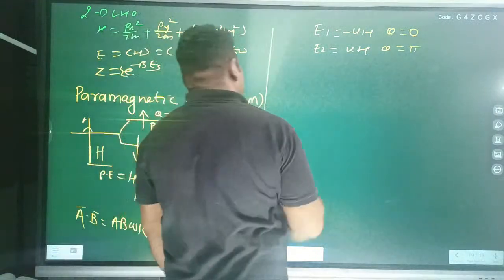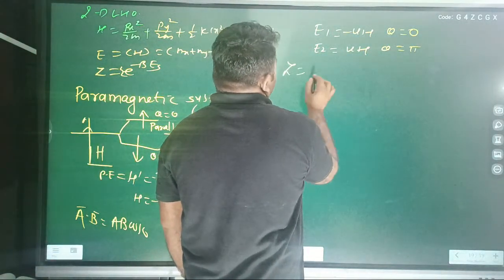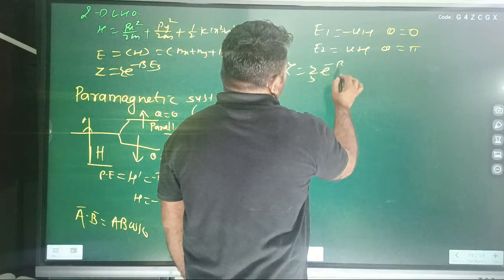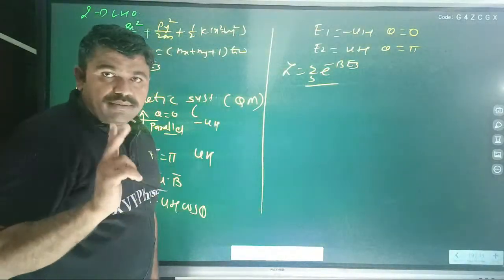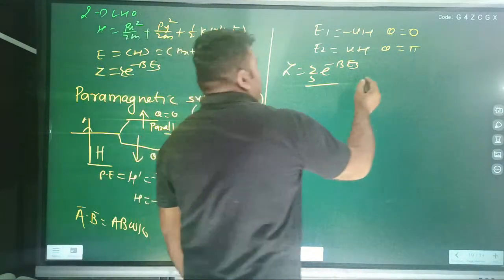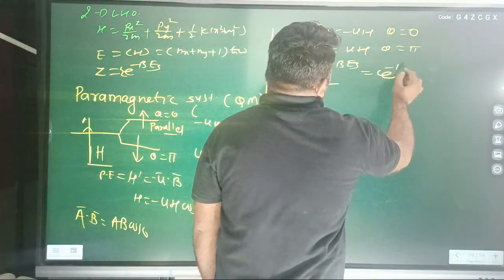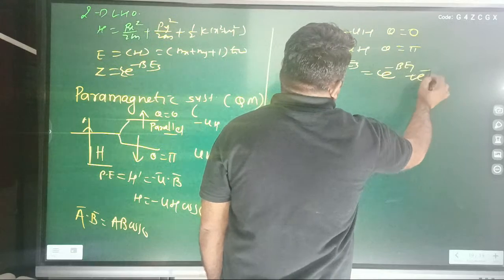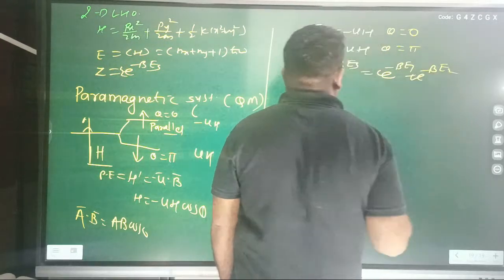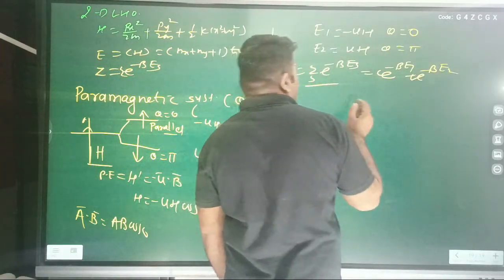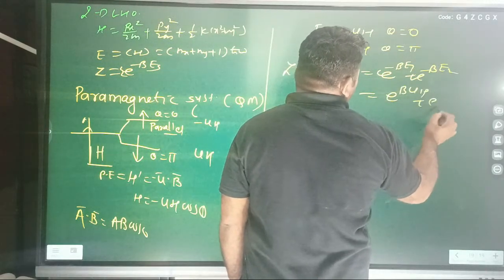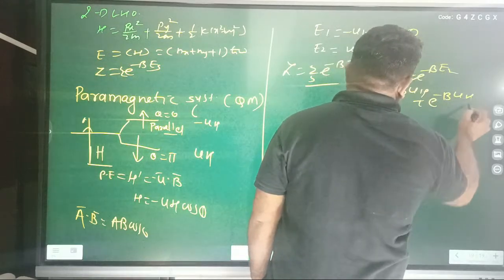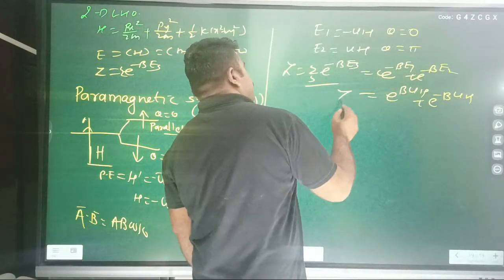Then what is the partition function? Z is equal to the summation of e to the power minus beta E_s. Here there are two energy levels. Then this can be written as e to the power minus beta E1 plus e to the power minus beta E2. Okay. What is E1? Minus mu H. This is equal to e to the power beta mu H plus e to the power minus beta mu H. This is the partition function.